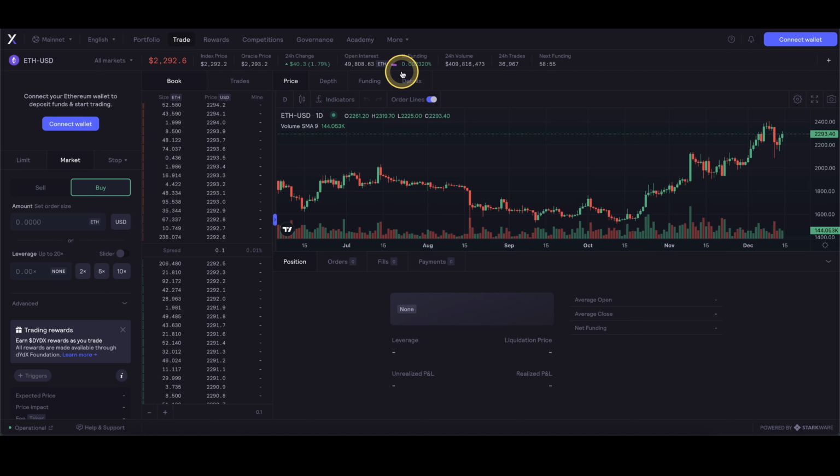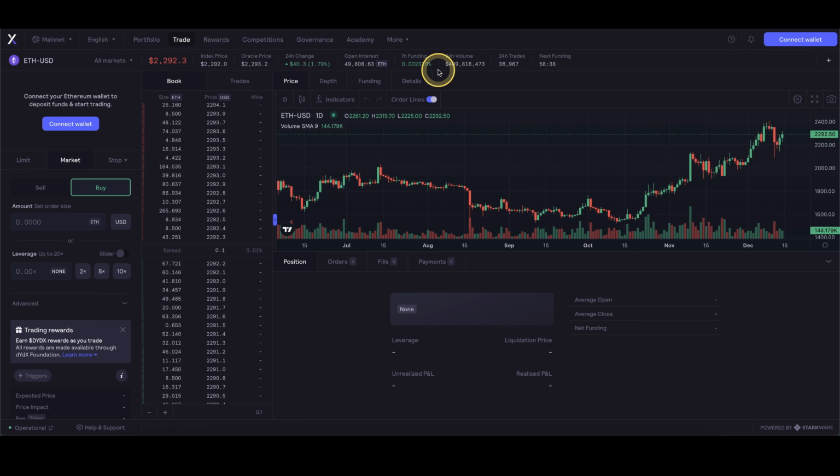So that always can change depending on how many people are currently going long or short. If you are in the minority and more people are doing the opposite, then you will actually be credited. And if you go with the mass and do what most people are doing, then you will have to pay that small fee. But I can definitely tell you 0.002% is incredibly low.